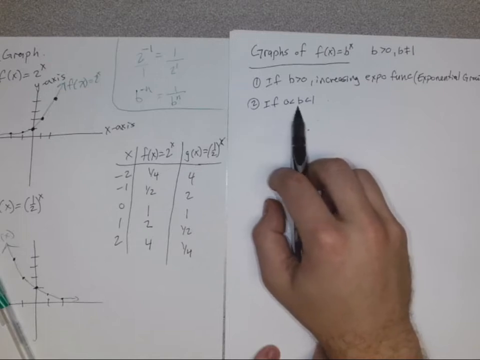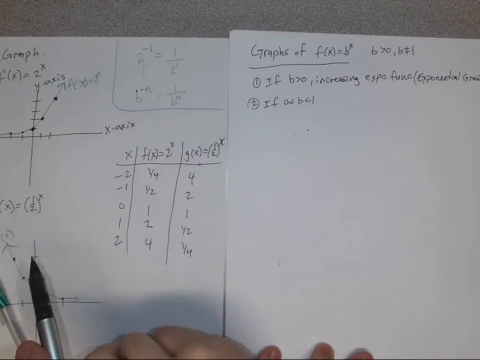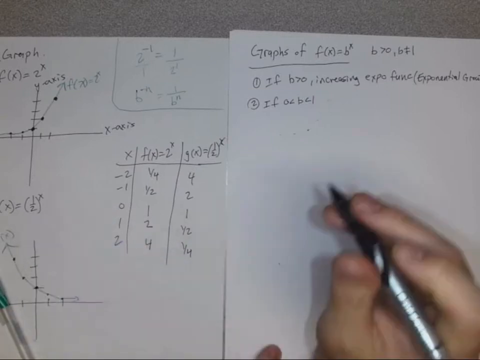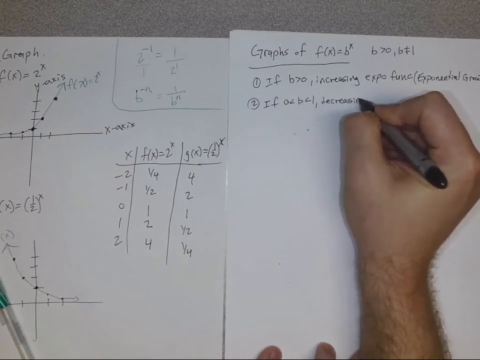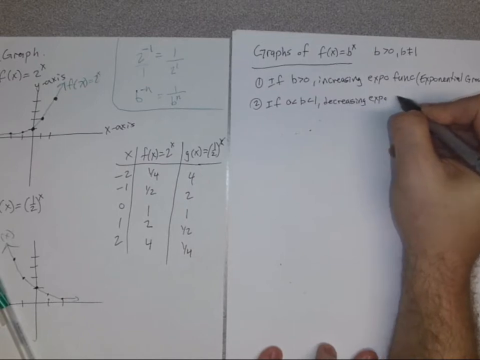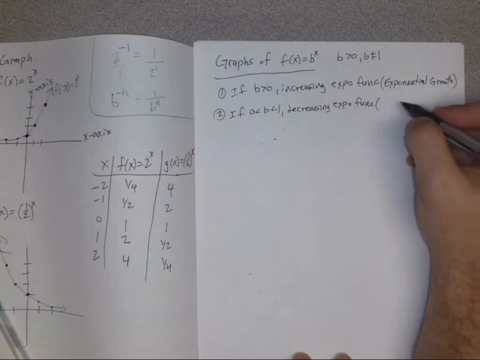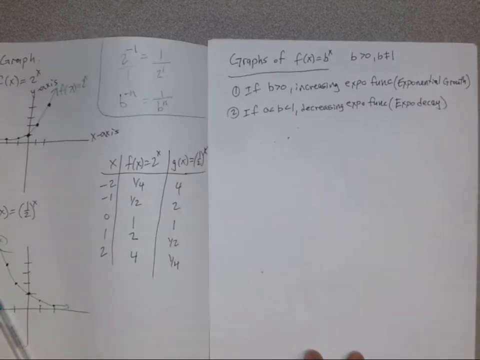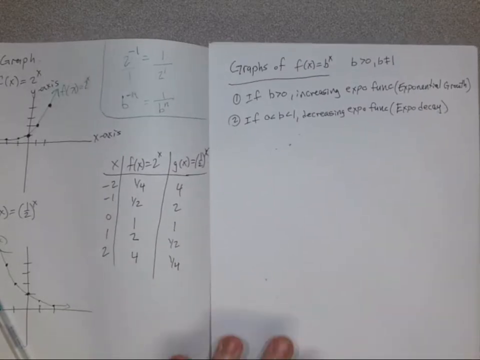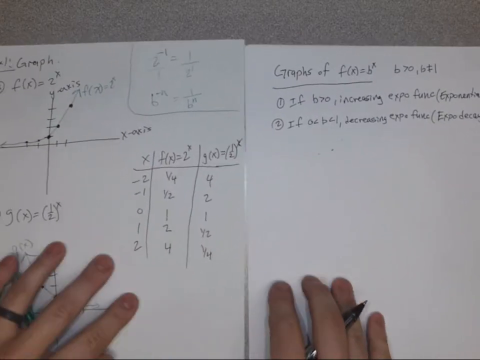So B is between 0 and 1, such as 1/2, 1/3, any type of fraction like that. Then it's a decreasing function, decreasing expo function. And you'll hear this referred to as a decay function, an exponential decay function. And I'm just not going to write function, but exponential decay. So those are our two options for B.